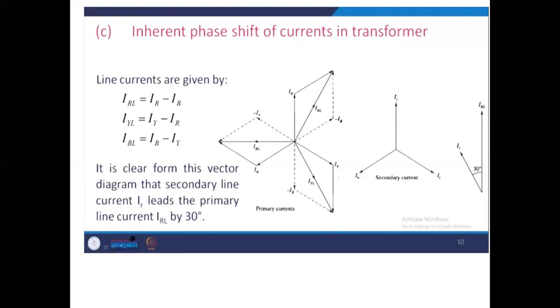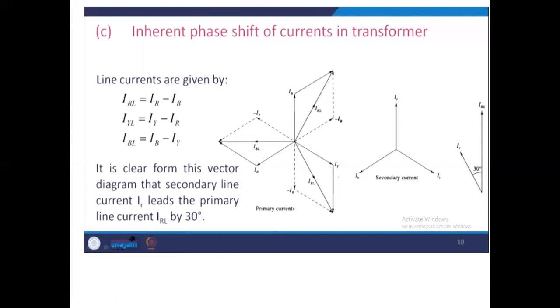The secondary current IR always leads the primary current IRL by how much degree? 30 degree. This is the 30 degree. So that's why this type of connection is known as 1 o'clock.